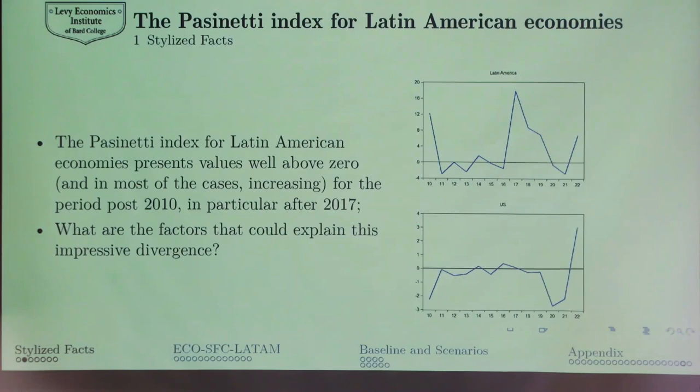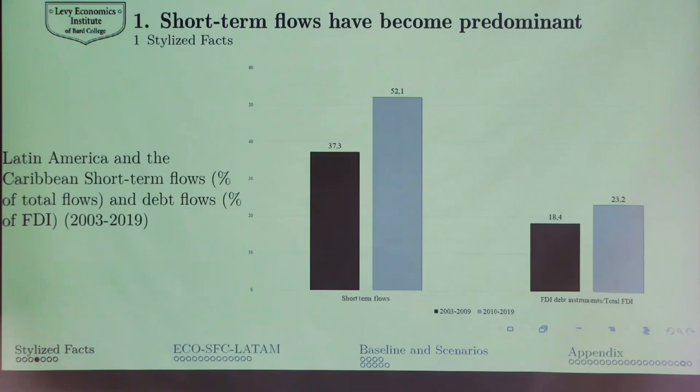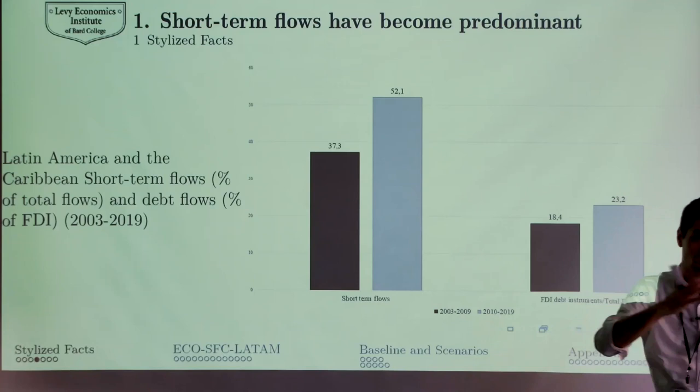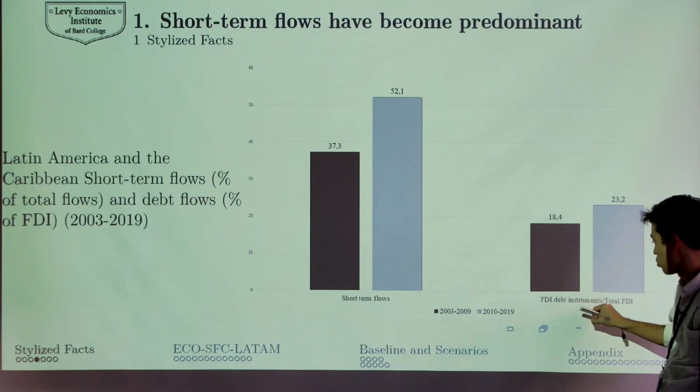So what are the drivers that could explain this impressive divergence? There are several drivers actually, but there are a couple of stylized facts that could help to shed some light on it. The first stylized fact is that over the last decade there has been a massive increase of short-term financial flows. And not just short-term flows in terms of standard portfolio flows, which by definition are more volatile and more speculative in nature, but you also have an increase in foreign debt instruments as a share of total FDI.